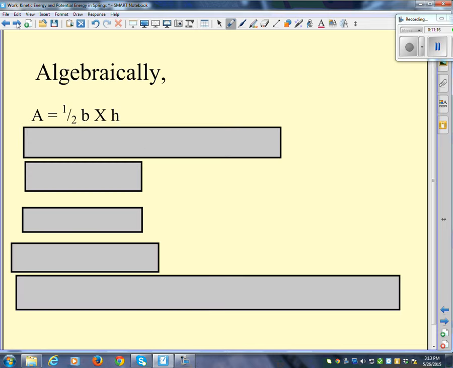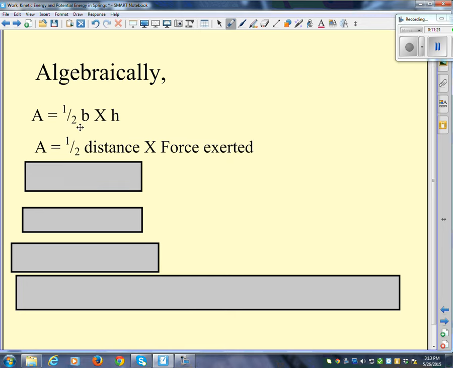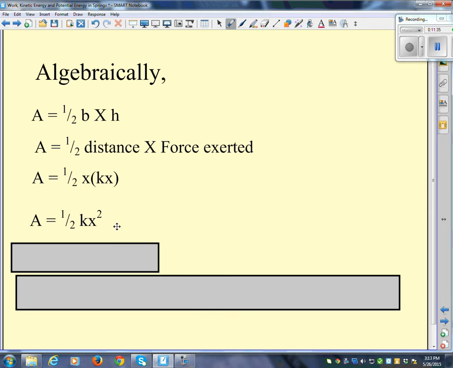Okay, algebraically. Area is 1/2 the base times the height. The base is the distance. The height is the force exerted. So that's 1/2 x, and the force exerted is kx. So what am I going to end up with for a formula? 1/2 kx squared.